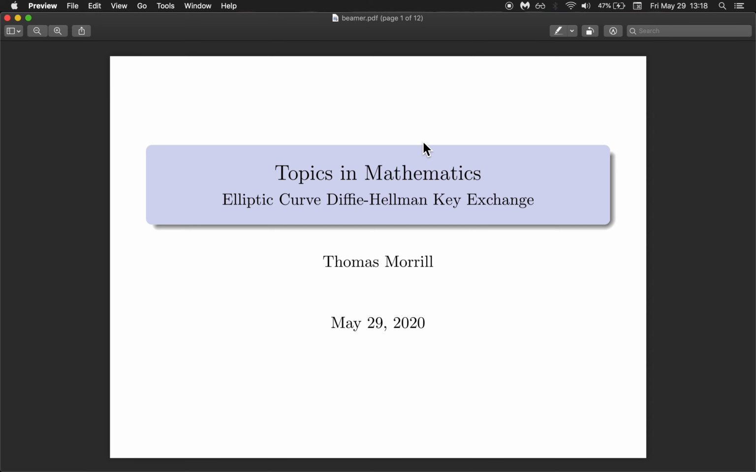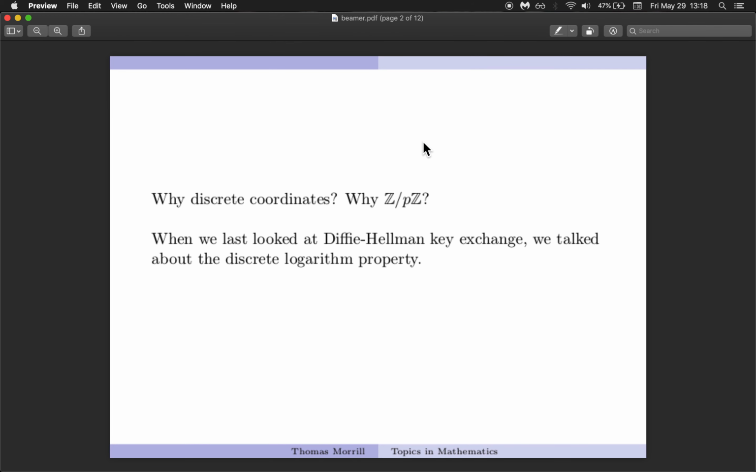So part one of this is talking about why we use coordinates in Z mod pZ. This was something that we've previously talked about when I introduced the ordinary Diffie-Hellman key exchange a couple weeks ago. I think we were still meeting in person at that point. So we talked about the discrete logarithm property.